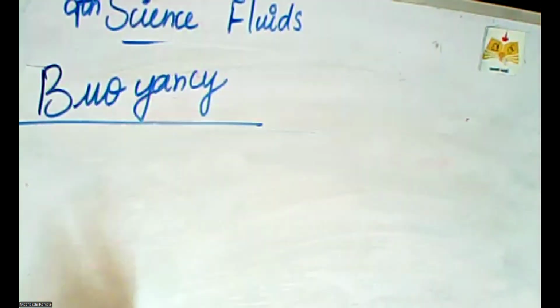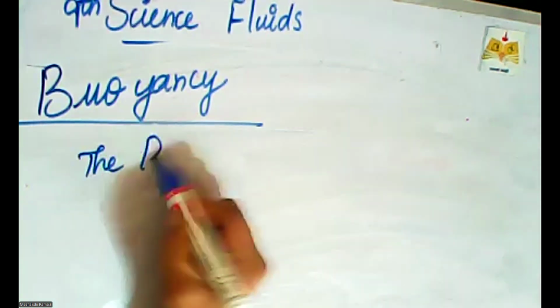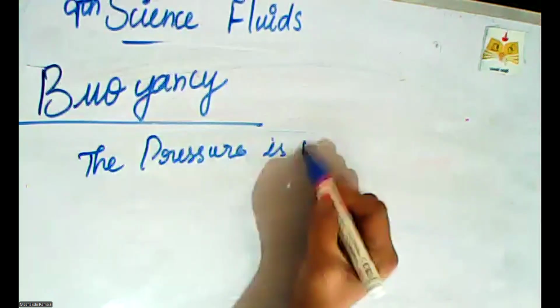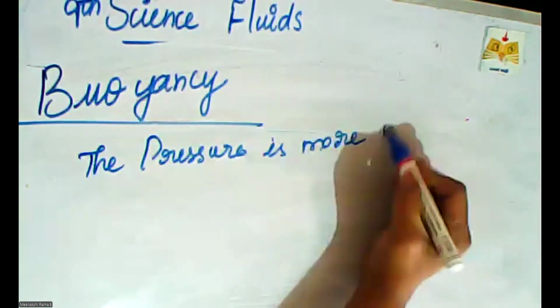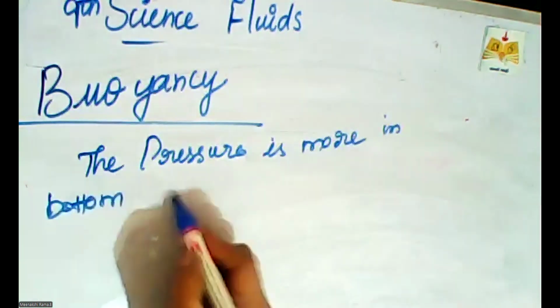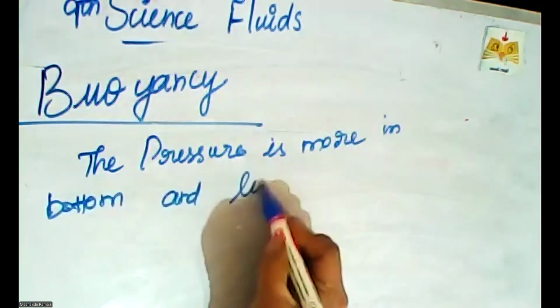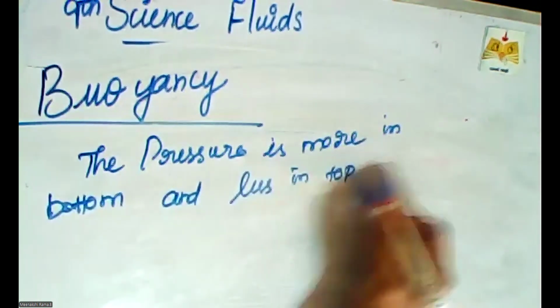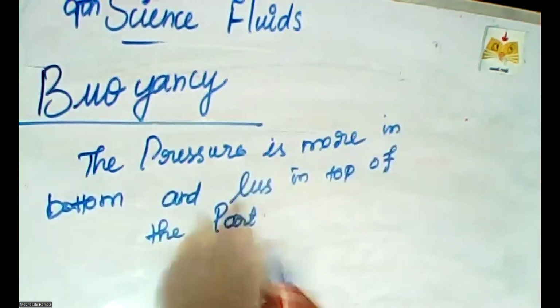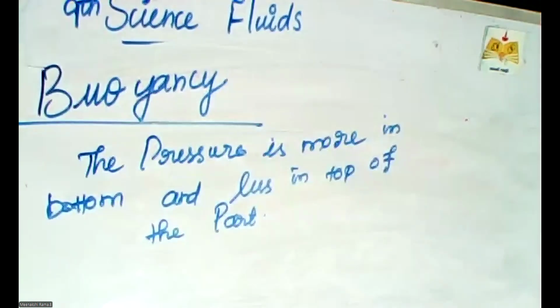The pressure is more at the bottom and less at the top of the part. Is this concept clear or not? Yes, the pressure is more at the bottom and less at the top of the liquid.